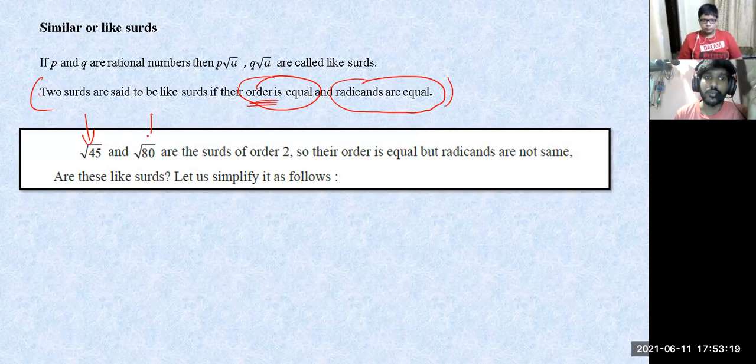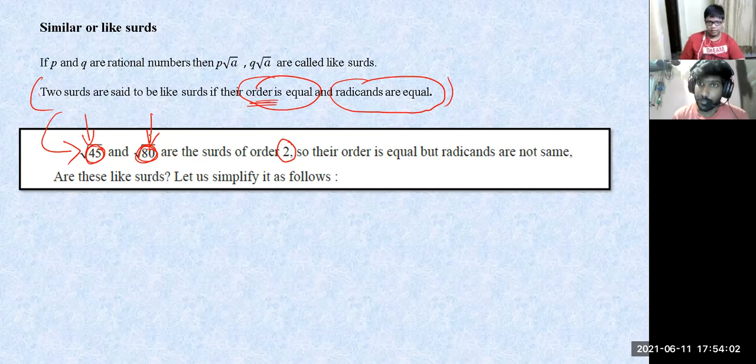Okay, now look at this example. Root 45 and root 80. Now both these surds are square roots, that means they have order 2. But are they equal? No, they don't look equal because the radicand is not equal. This is 45 and this is 80. But we can do one more thing to check whether they are equal or not, and that is we can simplify these surds to the simplest form. Is it possible to simplify? Yes. We will simplify and check again whether they are like surds or not.